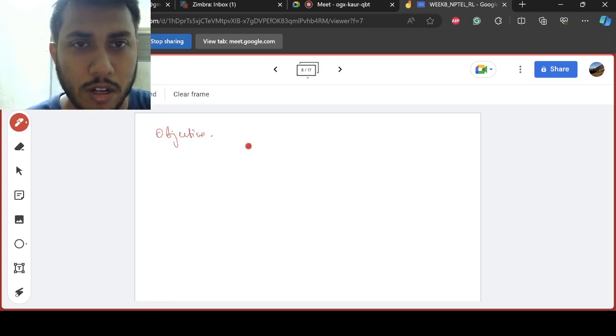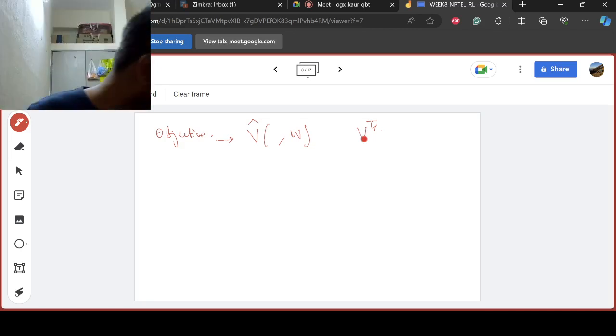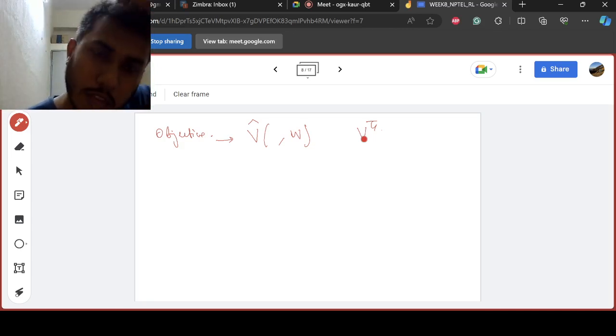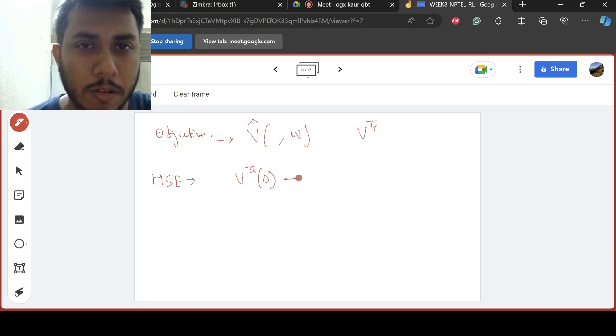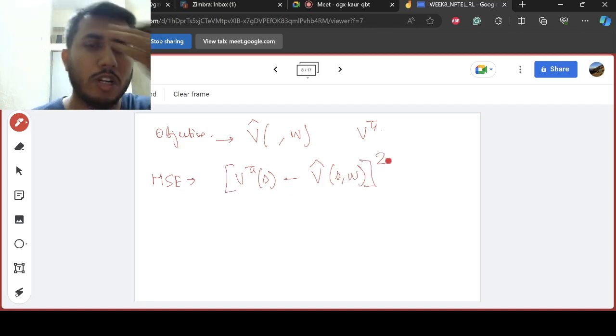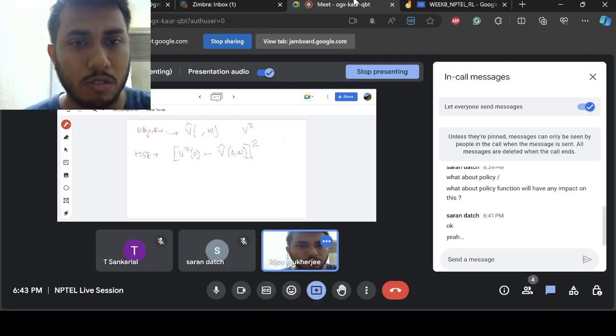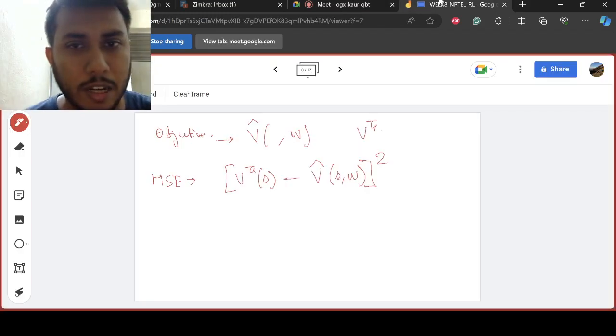so you have got v tau comma w, and you have your v pi, right? Your objective will be basically to reduce this gap. So we don't know how much this gap will be, but we want to reduce this gap. So what you want to do is compute the mean square error. That will be v pi s minus v hat s comma w whole square. You want to reduce this error, right? So your objective is to reduce this error. So this is your typical mean square error.